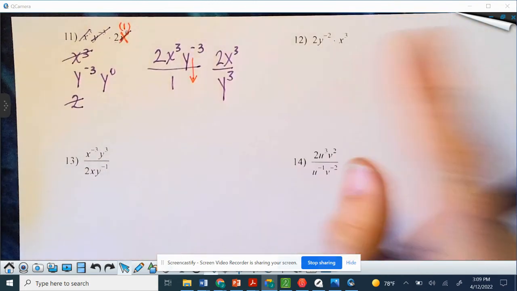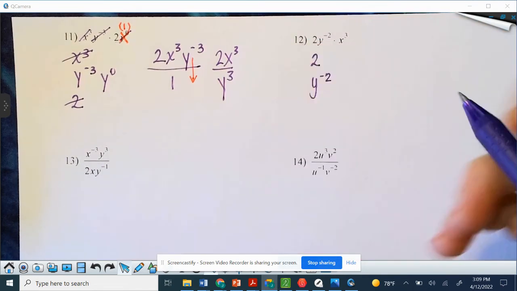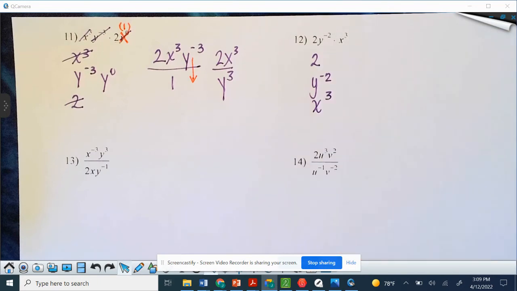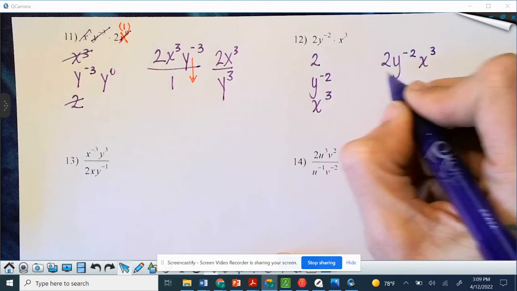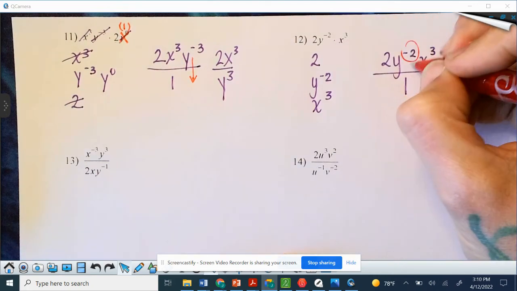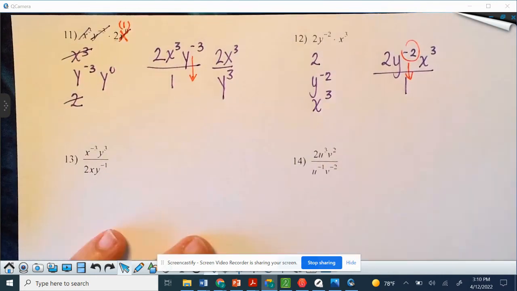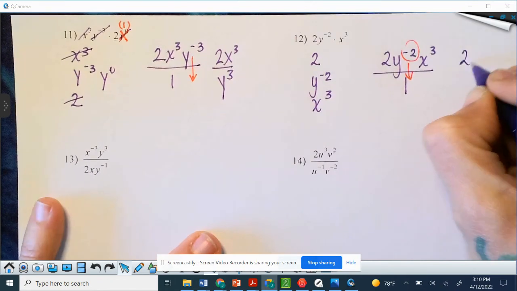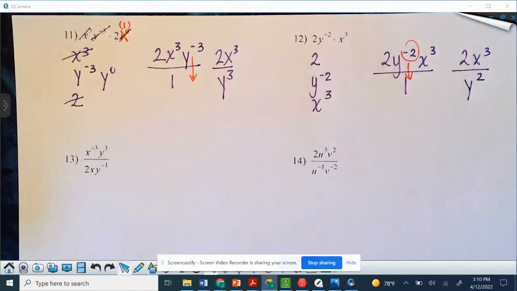Number 12. So you have a whole number 2. No other whole numbers. Y to the negative 2. No other y. And x to the 3. No other x. So this guy, we're basically just having to fix that negative exponent with that y. Can't have negative exponents. Ever. Can't leave them. So we're going to change this attitude. Drop it into the basement. So 2x cubed all over y squared. It becomes positive because we took the reciprocal, or like I said, dropped it like it's hot and put it in the basement, or in the denominator, instead of leaving it in the numerator.